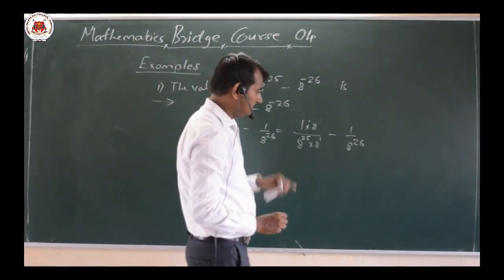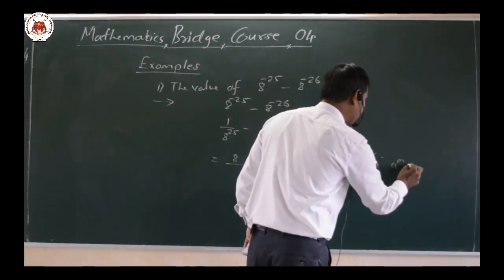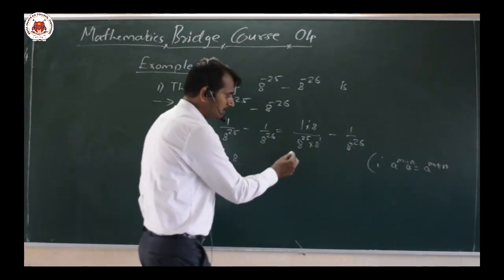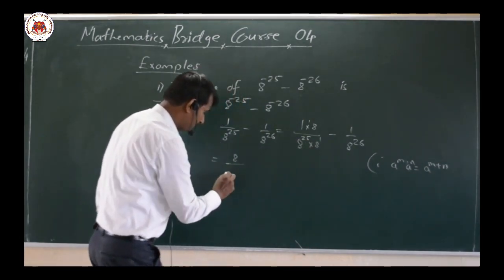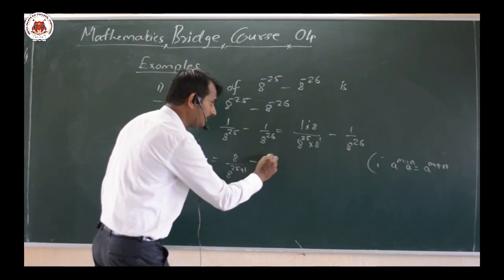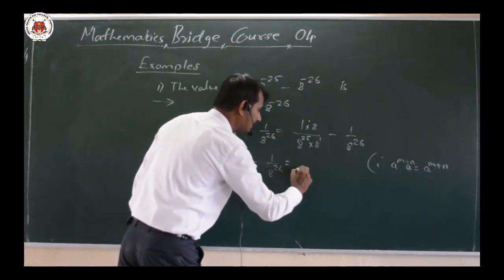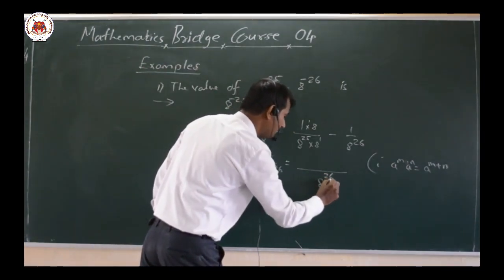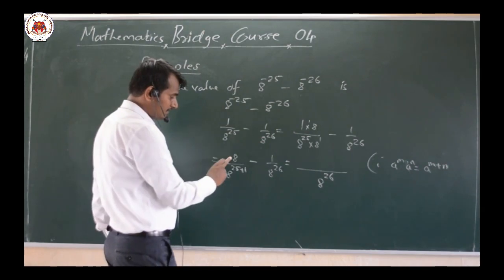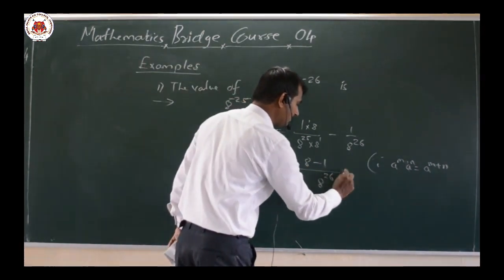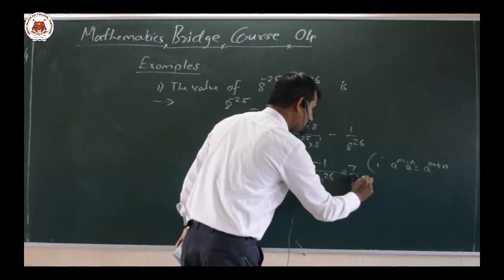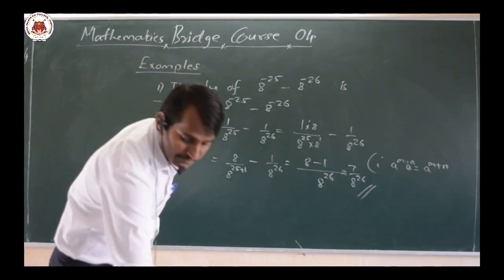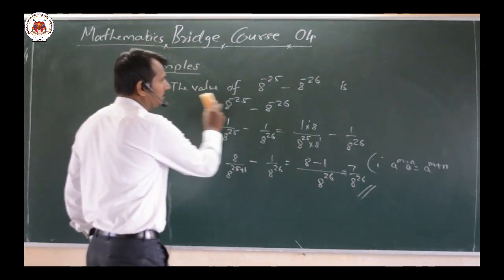Now according to the theory of indices, a raised to m into a raised to n, the value will be a raised to m plus n. That means here 8 to the power of 25 plus 1 minus 1 divided by 8 to the power of 26. Now here we can observe that the bases are the same, or else we can take the LCM directly. 8 minus 1, the value will be 7 divided by 8 to the power of 26. Very simple example, and easy also. Now let us move on with the second problem.